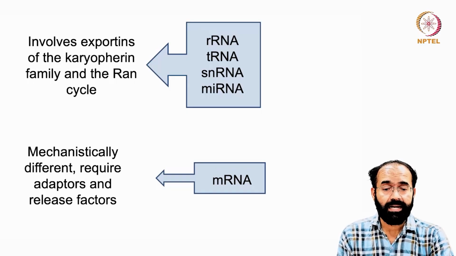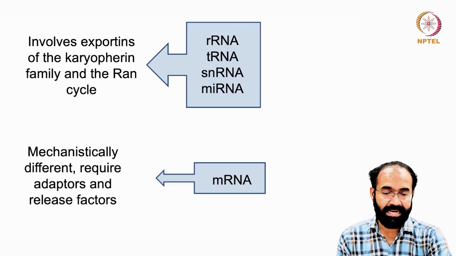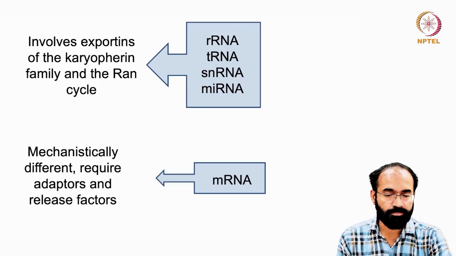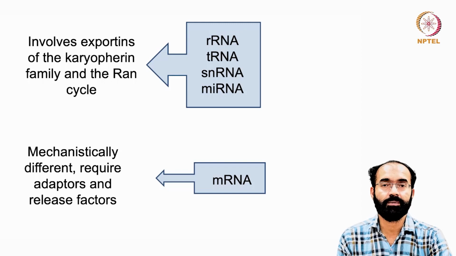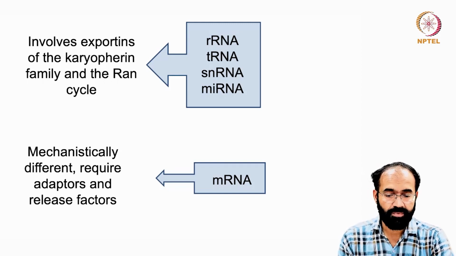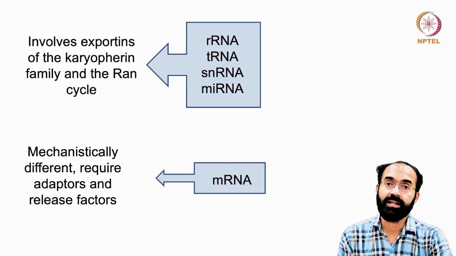So ribosomal RNA, transfer RNA, snRNA and microRNA follow a somewhat similar track, which involves exporters of the karyopherin family and the RAN cycle. Whereas mRNA is a different species, like humans versus the four-legged animals. mRNAs are mechanistically different and require adapters and release factors.